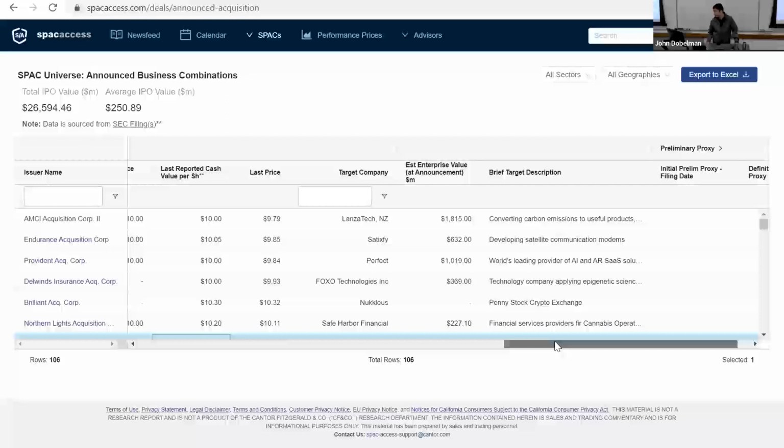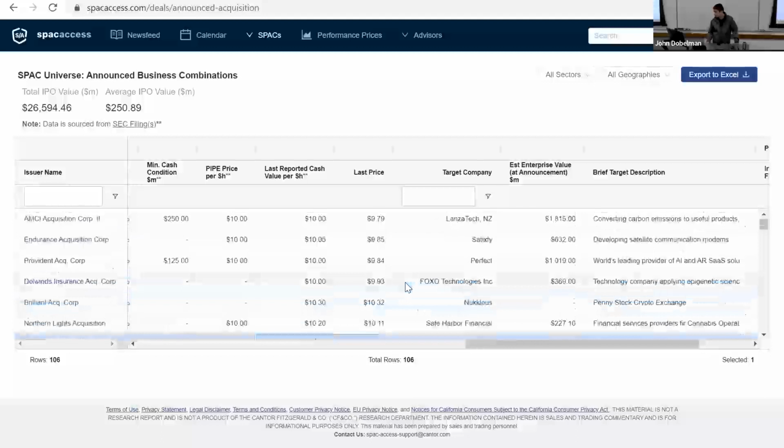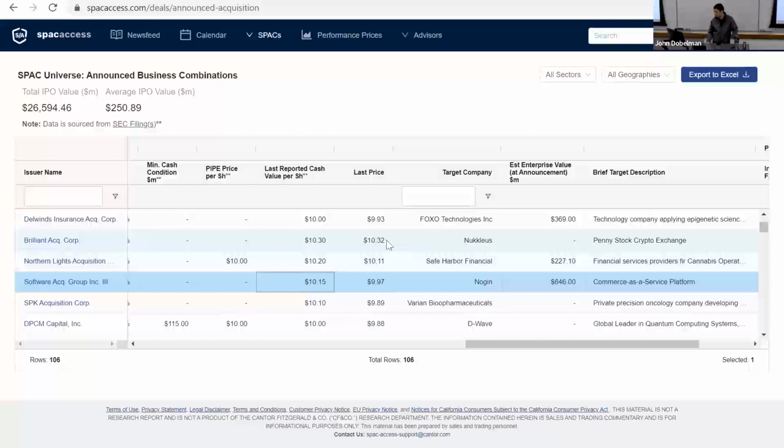But I don't know how they calculate it. But these days, they typically discount the enterprise value to that. And for some popular companies, you can even see the price trading above the trust value, so people hope for the target company to be a good company. You can see it's a crypto exchange. That's why it's very popular.